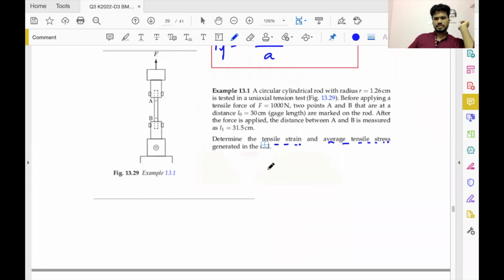Okay, tensile strain is change in length by original length, L naught. And because it's a tension, length change is positive, L minus L naught. L minus L naught is typically positive for tension. For compression, it will be negative.